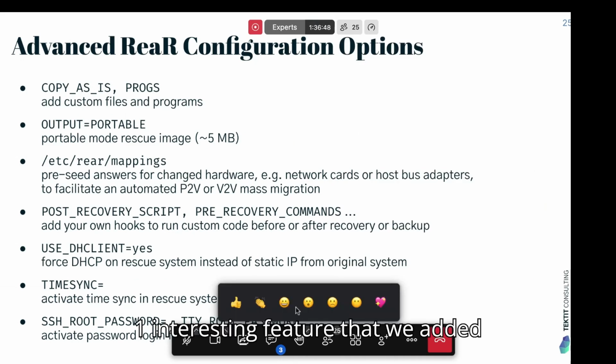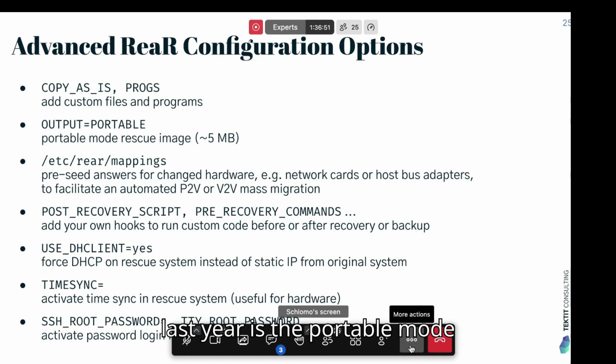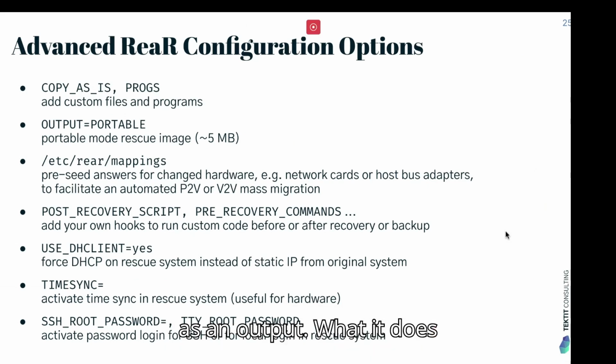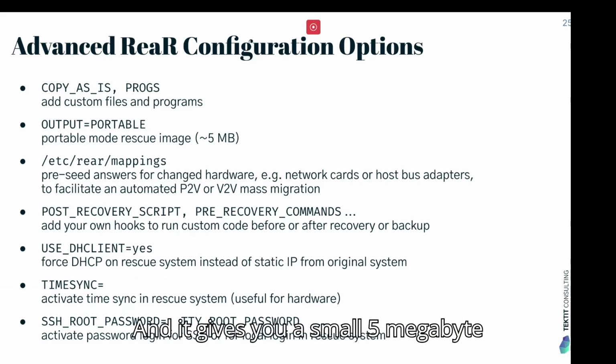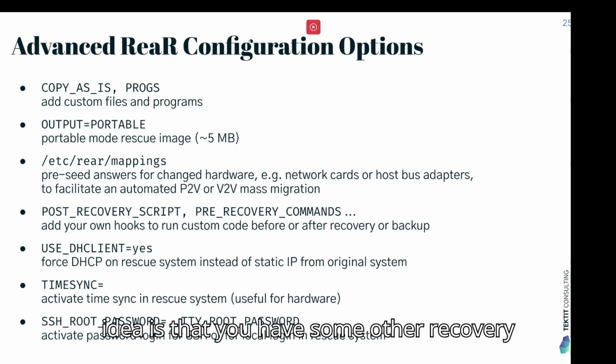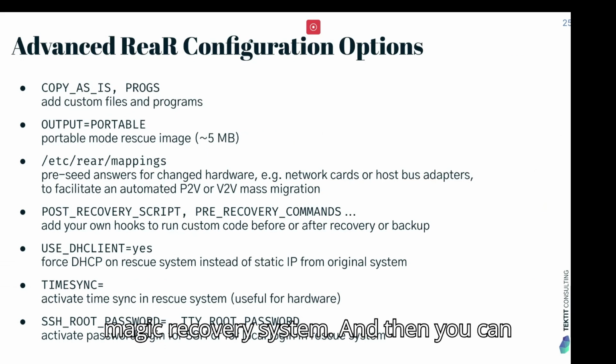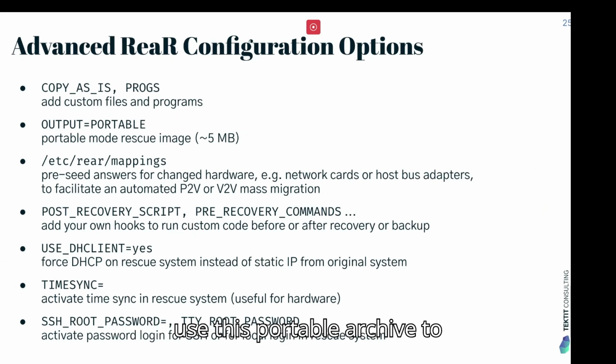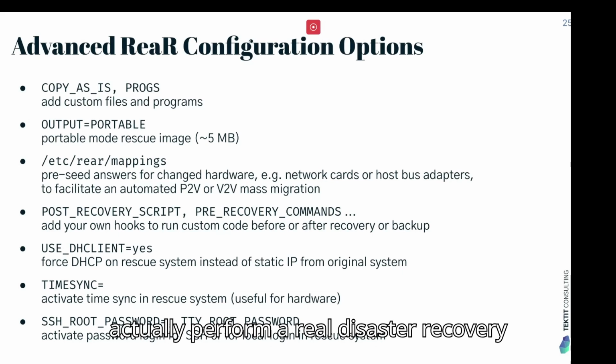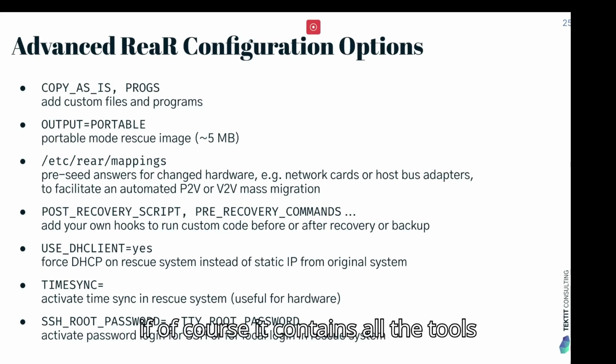One interesting feature that we added last year is the portable mode as an output. What it does is it skips creating the rescue media, and it gives you a small 5 megabyte archive, which contains ReaR itself and the recovery configuration. The idea is that you have some other recovery system, let's say a live CD or your own custom proprietary special magic recovery system. Then you can use this portable archive to actually perform a ReaR disaster recovery if, of course, it contains all the tools that are necessary.